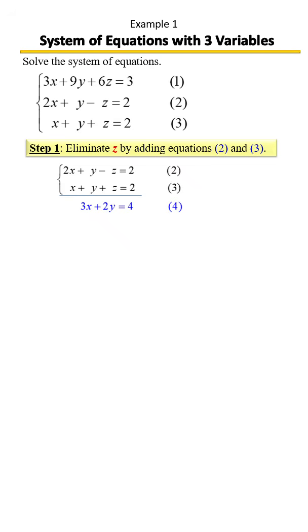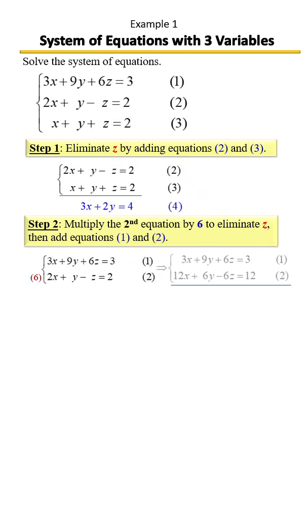And now what I want to do is choose 2 more from the original equations and eliminate z as well. So why don't I take equation number 1 and 2? I can eliminate z by simply, as you can see here, multiplying equation number 2 by 6. I'm going to go ahead and do that. I'm going to add those 2 equations, and now I have 2 variable equations, 2 of them.